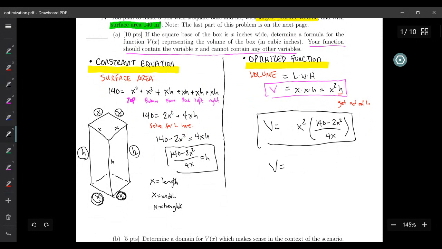What I'm going to do is simplify this. This is x squared over 4x, so this is an x, right? One of those cancels. 140 over 4 is 35. 2 divided by 4 is 1/2. Right. So I cleared out this x, and then this 1/4 essentially divided the numerator by 4 to give me that. Then I'm going to keep distributing this. The volume is equal to 35x minus 1/2 x to the third.